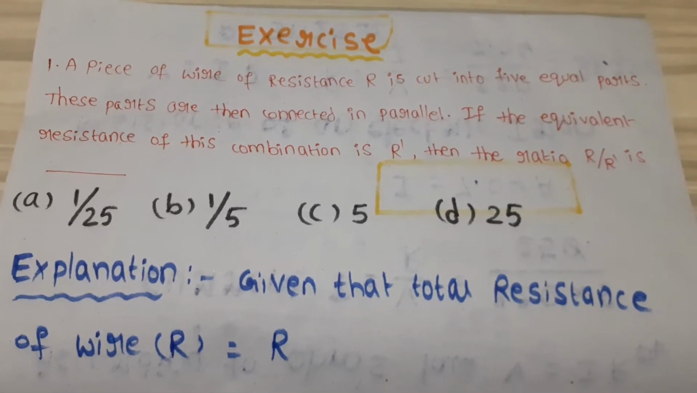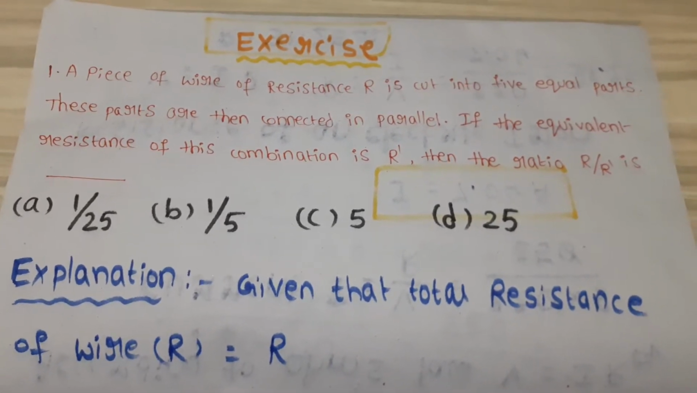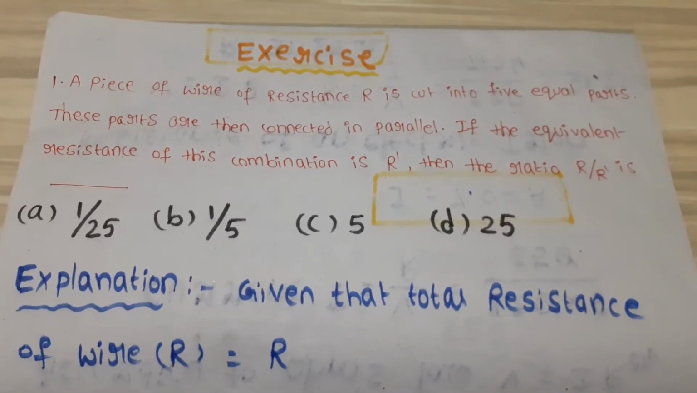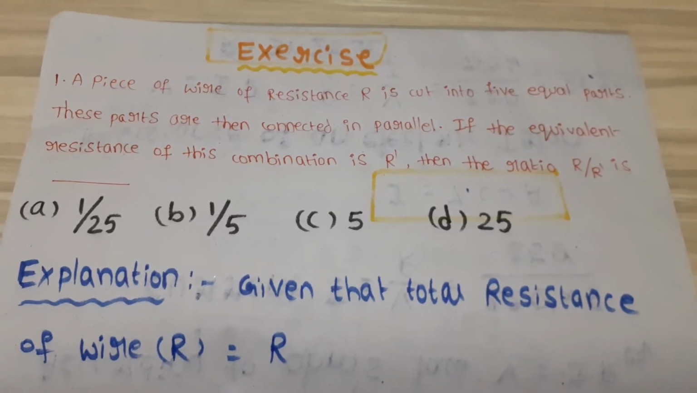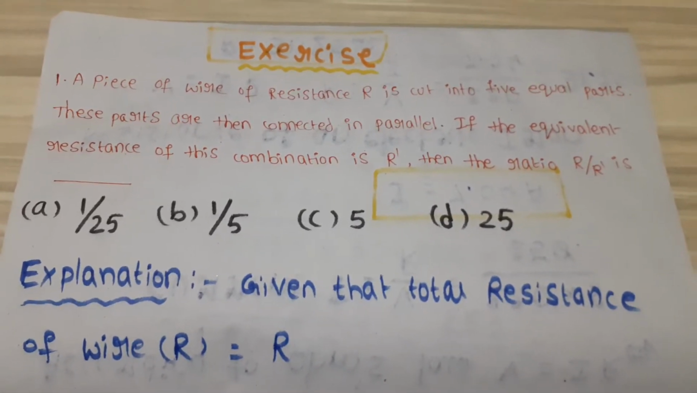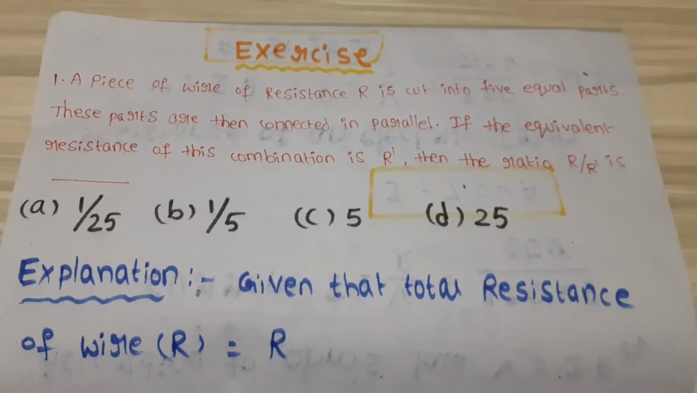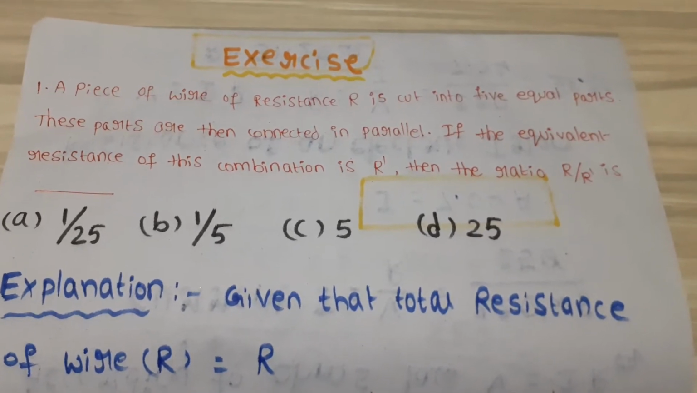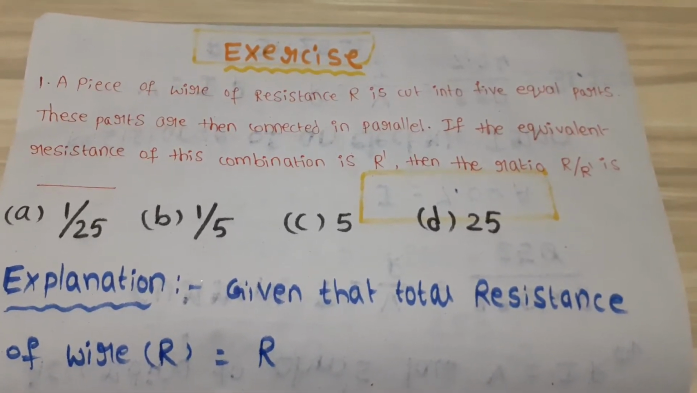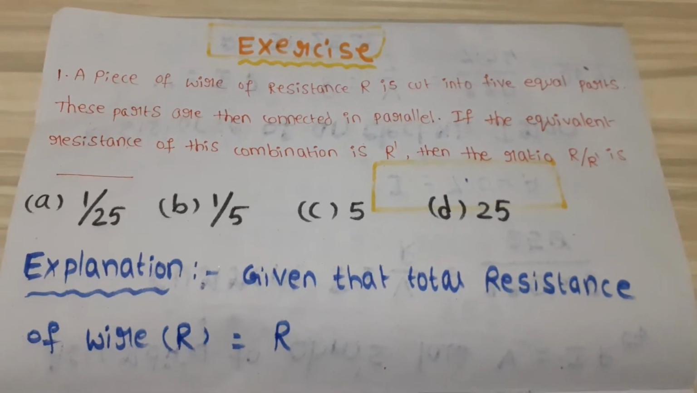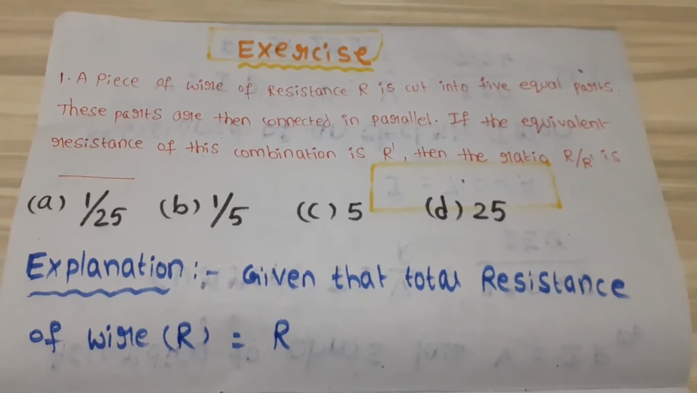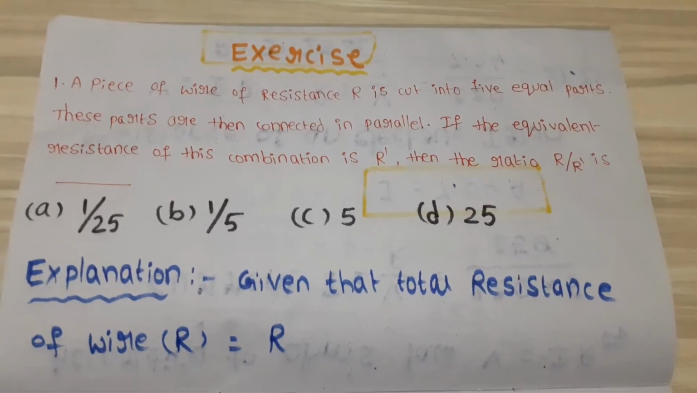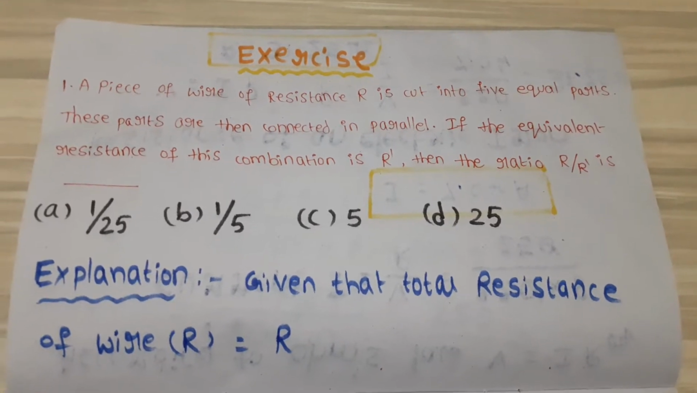In this video we are discussing the NCERT exercise. So first question: a piece of wire of resistance capital R is cut into 5 equal parts. These parts are connected in parallel. If the equivalent resistance of the combination is R dash, then the ratio R by R dash is: option A 1 by 25, option B 1 by 5, option C 5, option D 25. Find the R by R dash ratio.